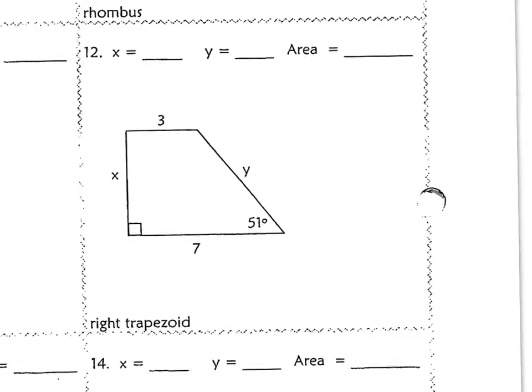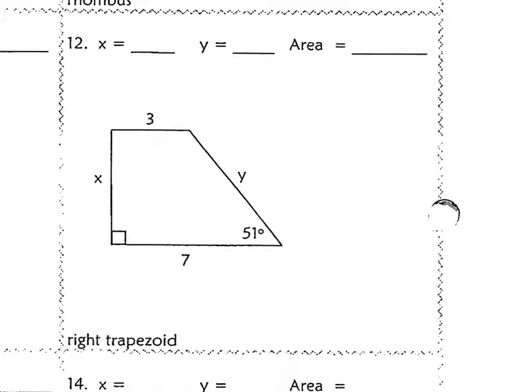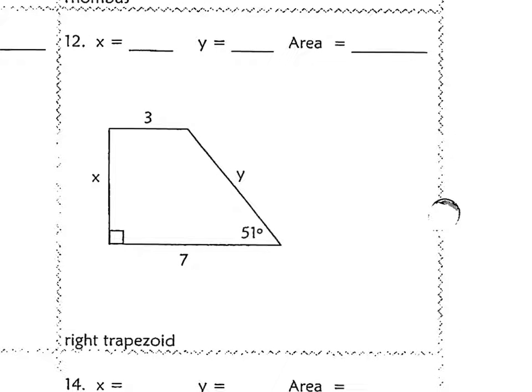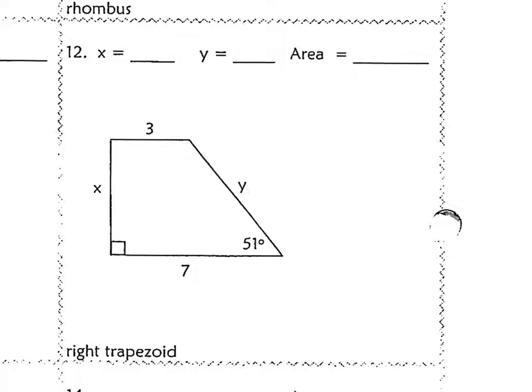With the people at your table, see if you can find the area of number 12. Making sure you did the following: you drew in this line so you formed a right triangle. You understand that this is x, and you understand that this length here is 4, because this is a 3. Alright. Okay? So if you didn't do that, do that.